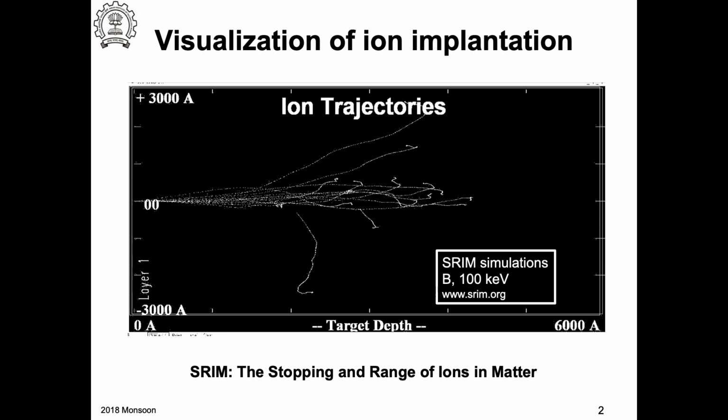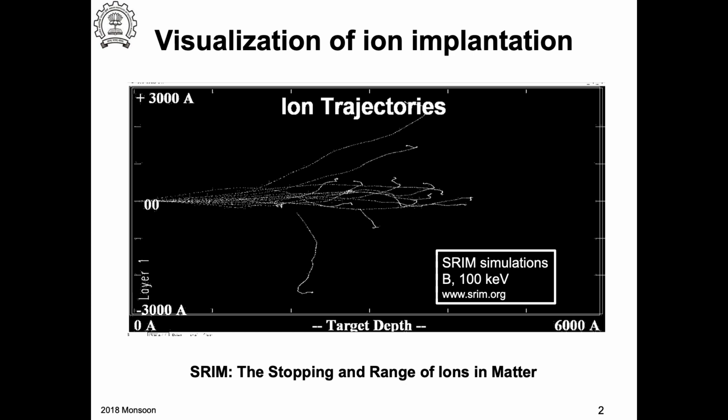All these ions enter here, but they are actually scattered randomly, and they end up in different places. So you can trace this. This ion has come up to this point and stopped, and this one has gone further deep. This is because it has gone through multiple scattering events, and they have been deflected.